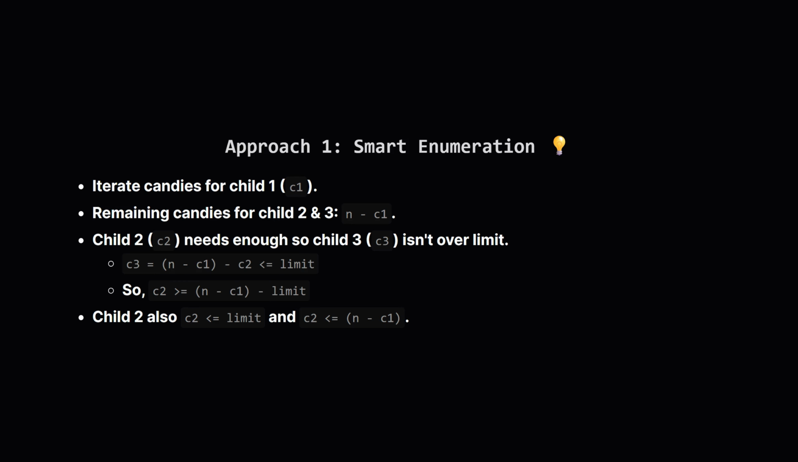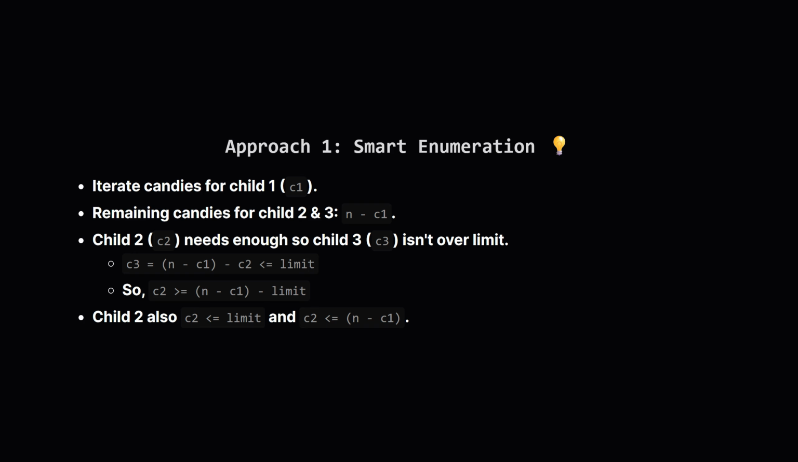Okay, let's refine that looping idea. We can iterate through the number of candies the first child receives. Let's call this C_1. This can range from 0 up to the minimum of n, total candies, and limit. Once we fix C_1, we have n minus C_1 candies left for the other 2 children. Let's call this remaining_candies. Now for the second child, say C_2. They also can't get more than limit, and they can't get more than remaining_candies.